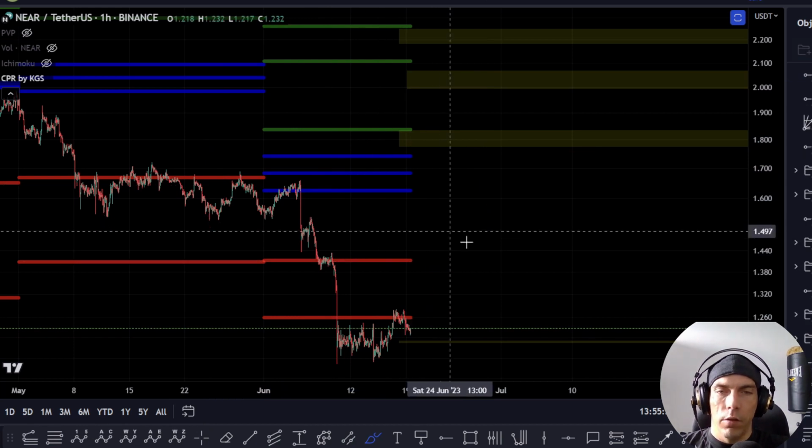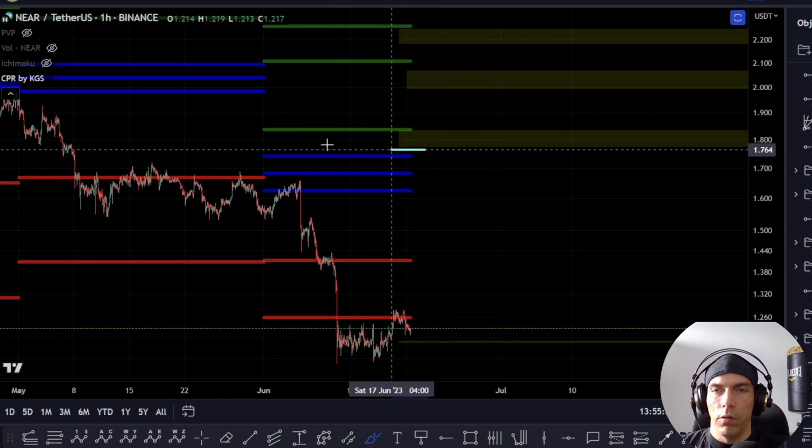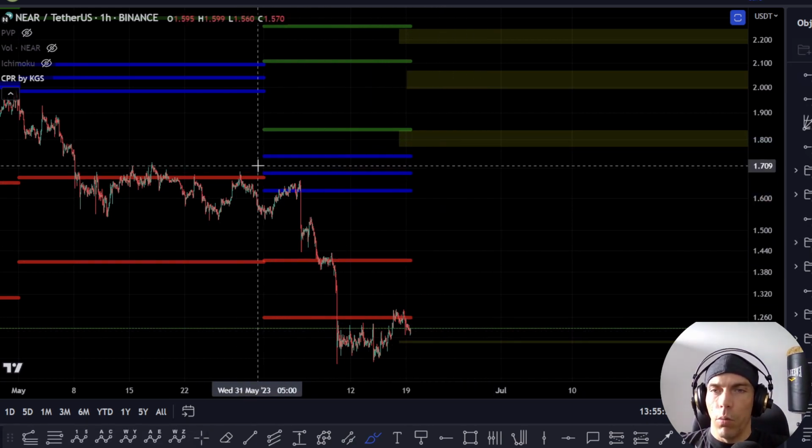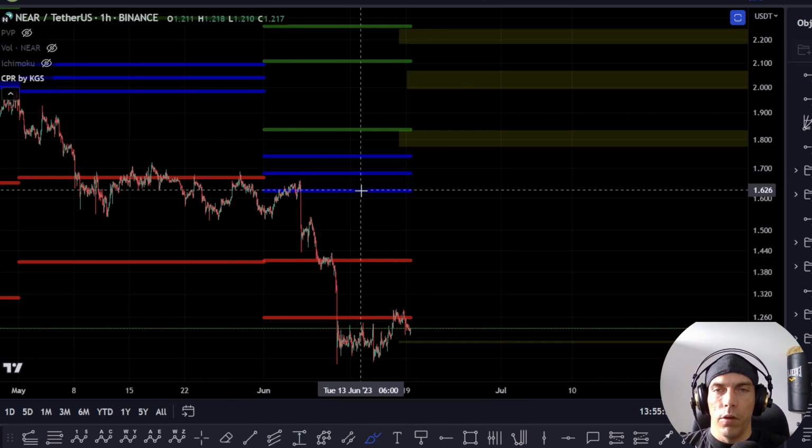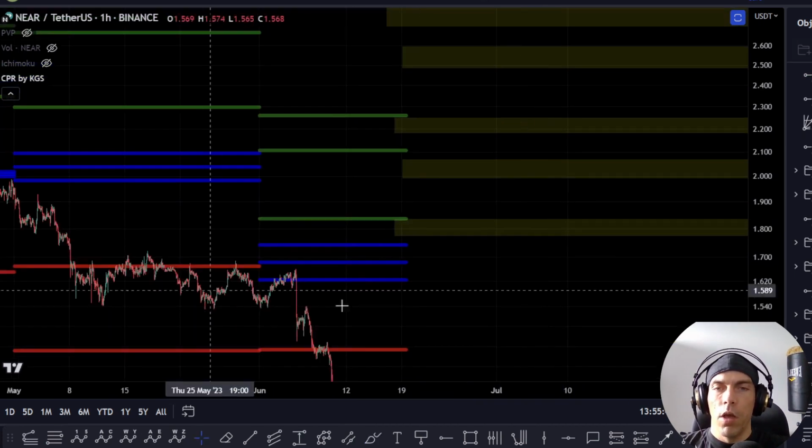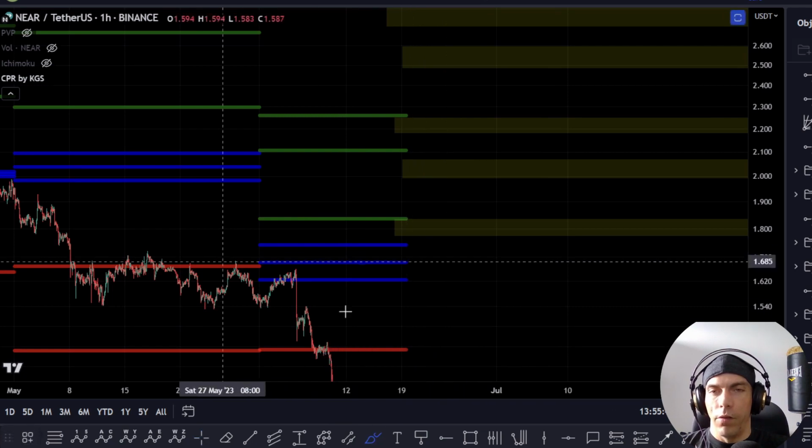Now, this is valid throughout the month. Obviously, we've only got a short amount of time left now. So what I'm looking for is, if we do move up here, 162 to this 174, would be looking at that retest of the central CPR lines.